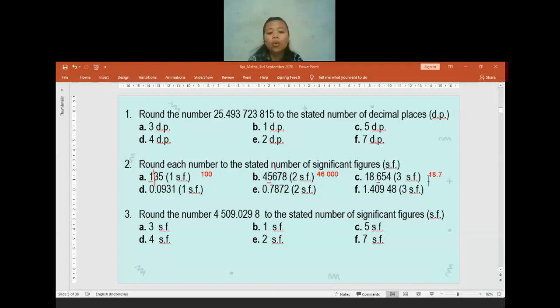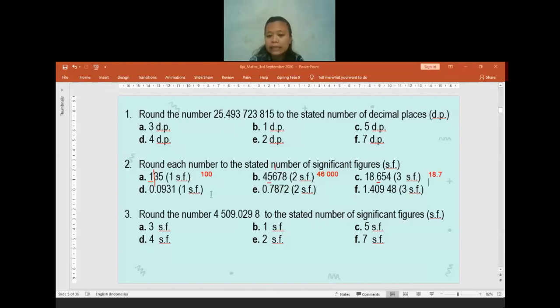It is different when it is a whole number: the 0 behind is sometimes counted as significant, sometimes not counted as a significant figure. That's why for 135, if we round off to one significant figure, the answer will be 100, not 1.